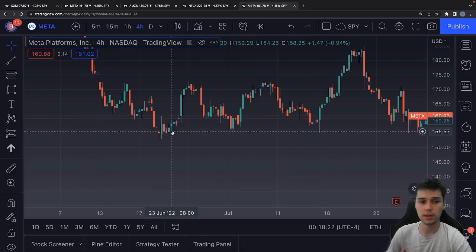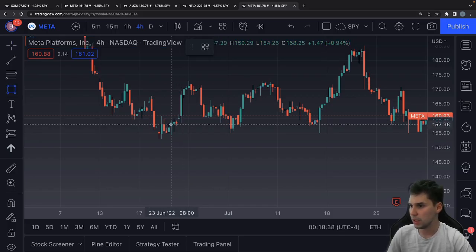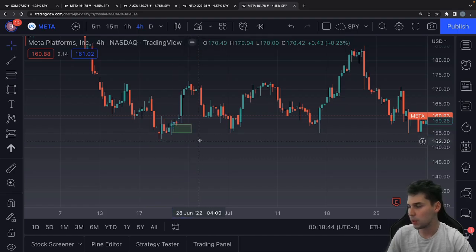And what I usually like to do is look for that first aggressive move up, but I'll go one candle back and encapsulate the entire candle previous to the breakout or aggressive move up. So I'm going to show you here on Meta. This would be the zone between 158 down to 155.